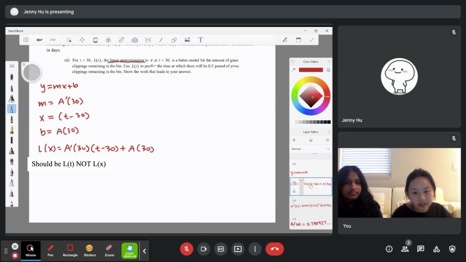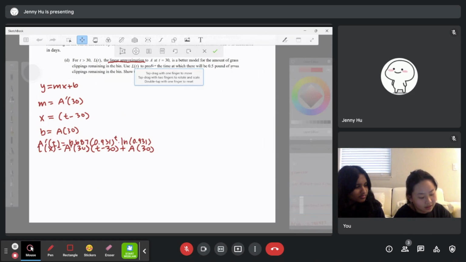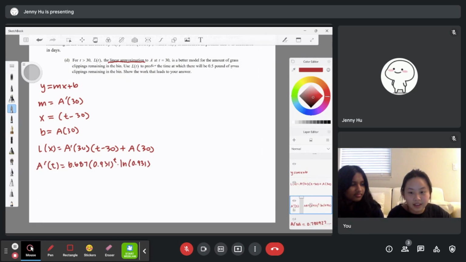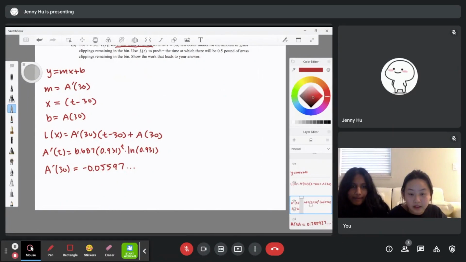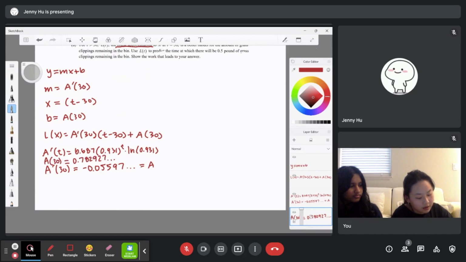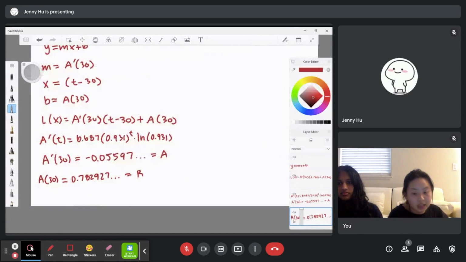So from part B, we know that the equation of a prime of t is equal to this here. And therefore, if we just substitute t with 30, we get a prime of 30 is equal to negative 0.05597 dot dot dot. And we can store this value into the calculator, and I'm going to store it as a, so I'm going to set this equal to a. And we've actually already solved for a of 30 from part A as well. So a of 30 is equal to this value here, and I'm going to store that into my calculator as b.